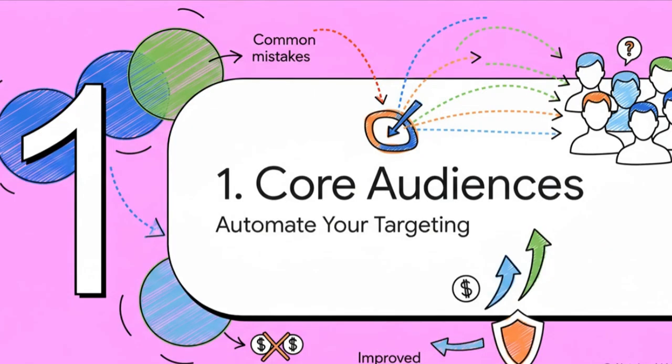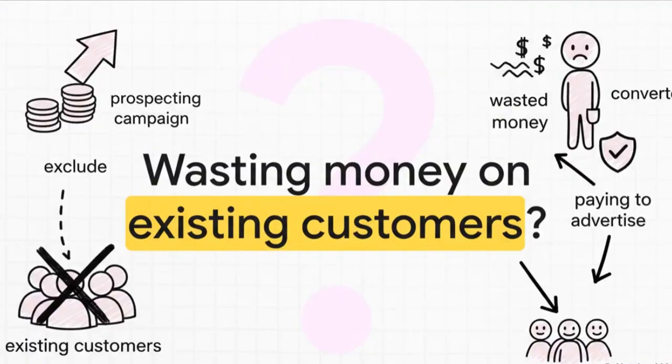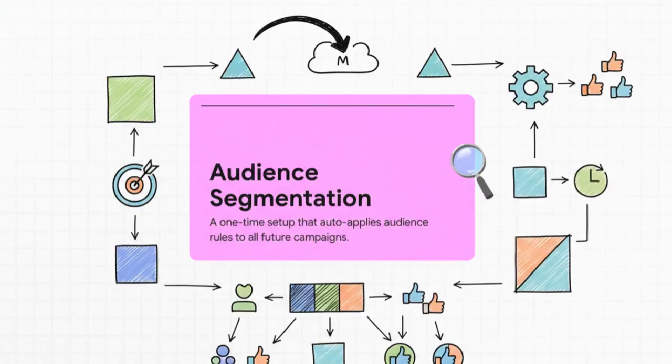Now this solves a super common and honestly a really costly mistake that I see advertisers make all the time, without even knowing it. Seriously, think about it. Every time you launch a new campaign to find new customers, you've got to remember to go in and manually exclude your existing customer list. It's a pain, it's easy to forget, and when you do, you're literally paying good money to show ads to people who are already your customers. It's a total waste. So, the solution is this amazing feature called audience segmentation.